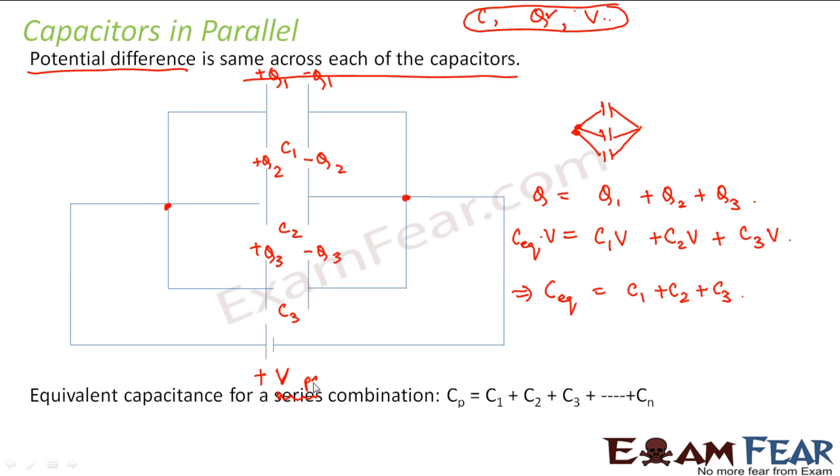That is the equivalent capacitance for a parallel combination. I am so sorry, this should be parallel. C parallel is equal to C1 plus C2 plus C3 till Cn. So here also we can substitute this circuit with something like this. Instead of these three capacitors, I can just write C equivalent connected to this source of battery. Right? So I hope you understood the series and parallel combination of capacitors.